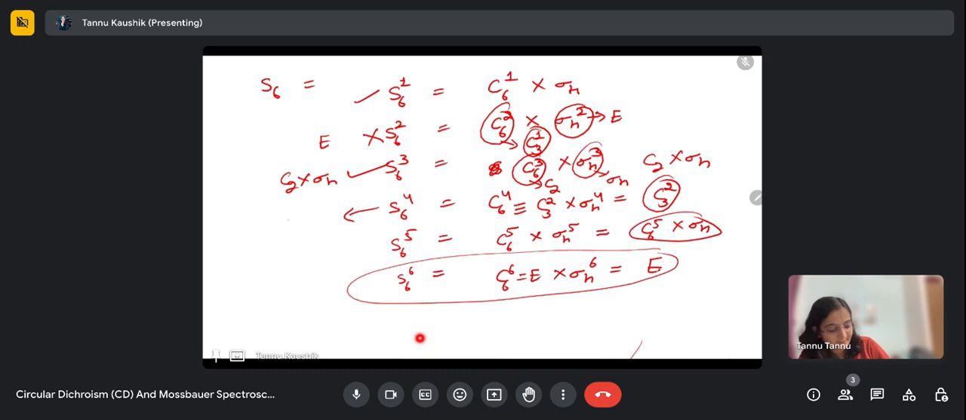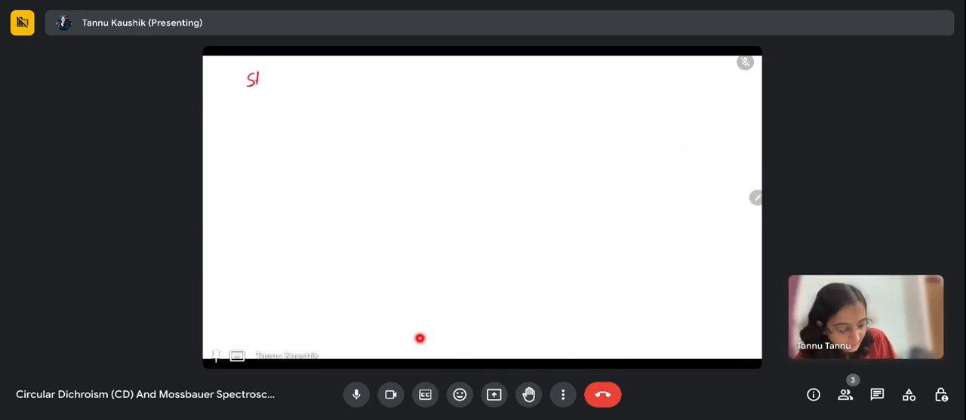Ma'am, yes, for assigning the point group of the staggered and gauche form of ethane molecules. Staggered and eclipsed form of ethane. Staggered and gauche form. Can you write in the chat box the second one, ma'am?